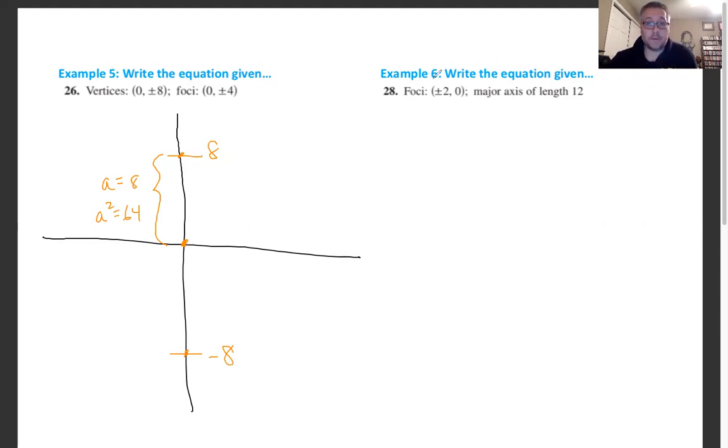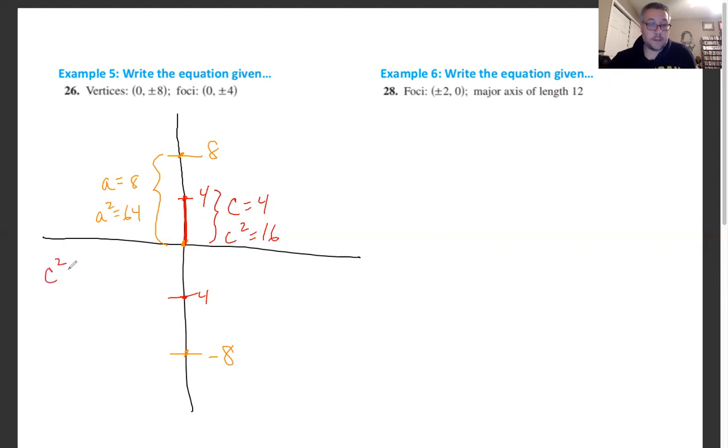And now we'll put in the foci information. The foci are at (0, plus or minus 4). So I've got one of them here and one of them there. Now, the usefulness of that is as follows. The length from the focus to the center, that's your C value. So this length here is 4, which implies that C squared is 16. So now we have C squared and A squared.